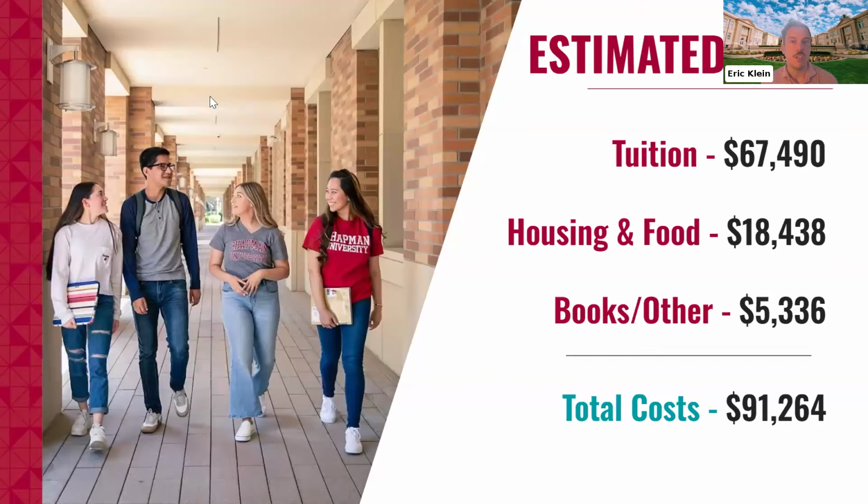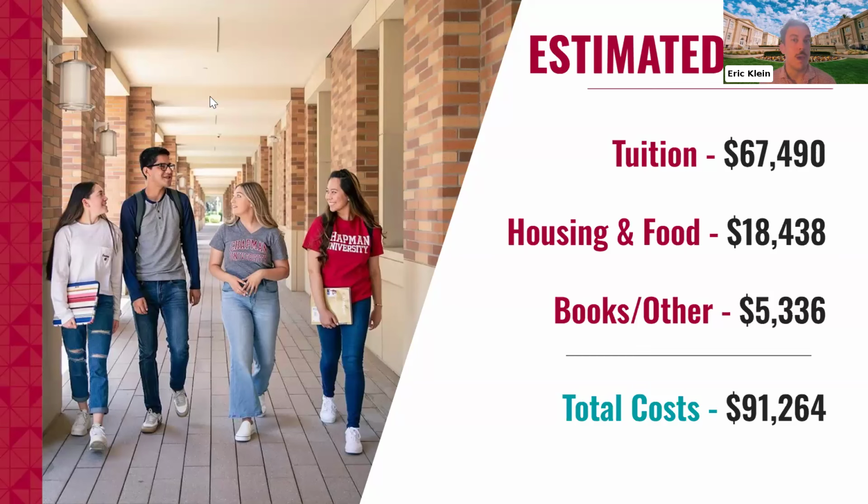So all in cost, you're looking at about $91,000 per year if you do plan to live on campus. We do have a housing requirement, which I will discuss, but for our local students, if you're living within a 30-mile radius of our campus, you can choose to live at home, so that could offset some of those housing costs. But if you're planning to live on campus, that's what your all-in budget is going to be looking like.